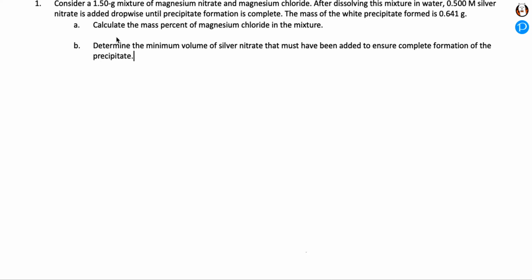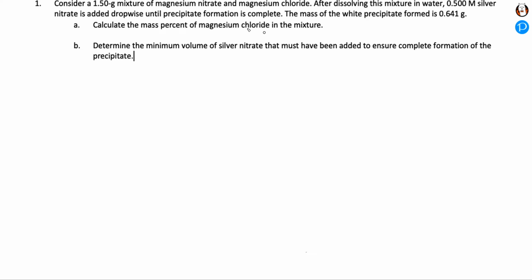So we've got two things that they want us to answer. The first thing is to calculate the mass percent of magnesium chloride that's in the mixture. For the first part, we've got this 1.5 grams, and it's a mixture of magnesium nitrate and magnesium chloride. They want us to figure out how much of that 1.5 gram mixture is magnesium chloride. The way we can do that is because they react it with this silver nitrate and make a precipitate from that, and we can work our way backwards to figure out how much magnesium chloride.